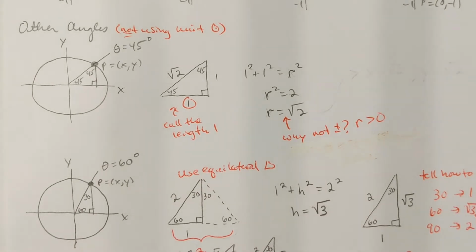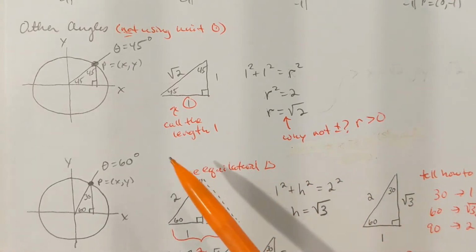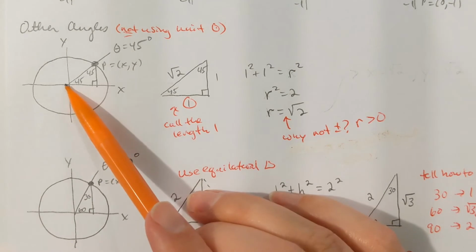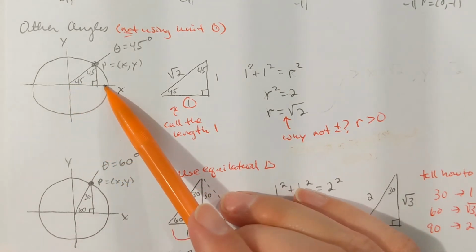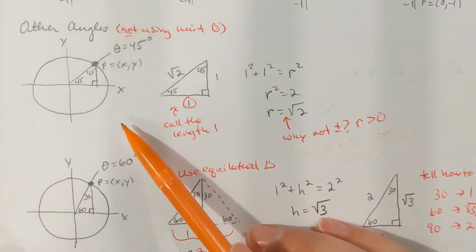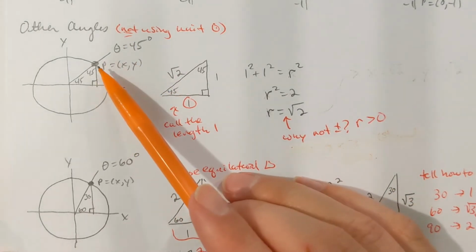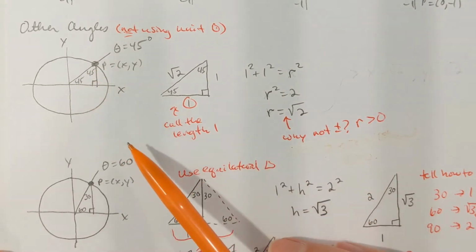If we draw an angle in the standard position, that just means that the vertex is at the origin and the initial side is on the positive x-axis. And suppose that we have a 45-degree angle here. I'm calling that angle theta. Point P is where this angle intersects the circle of radius r.